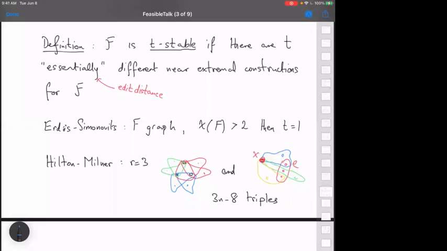And when r is equal to 3, the answer to this question is 3n minus 8. If you have triples that are intersecting, but no point is in all triples, it's 3n minus 8 triples, but there are two different constructions. I've tried to draw them, if you can take a look at these constructions. These are essentially different constructions. You can't get from one to the other by changing n over 1,000 edges. You need to change a positive proportion of edges. And so this explains the definition of T-stable.